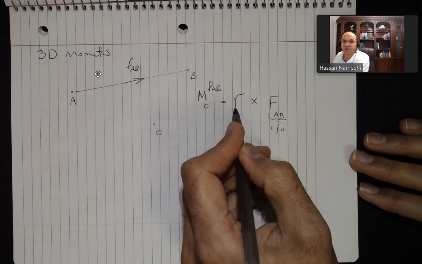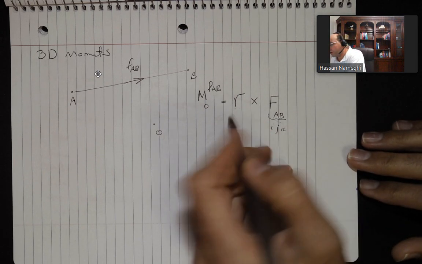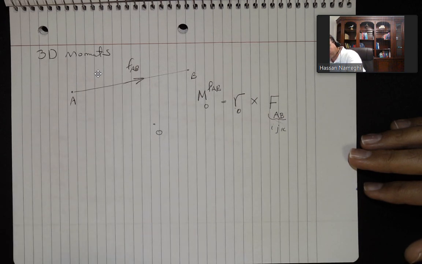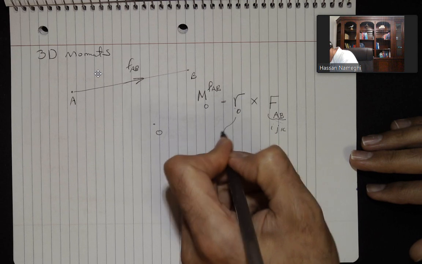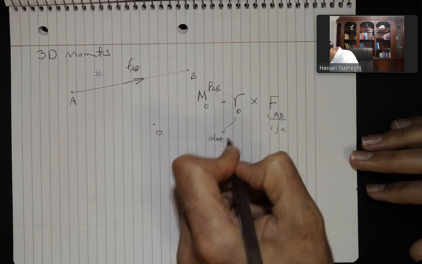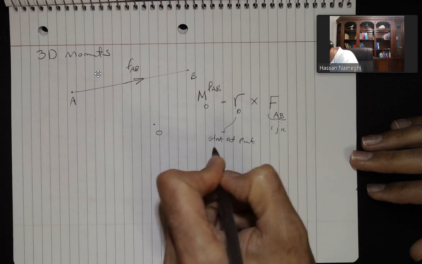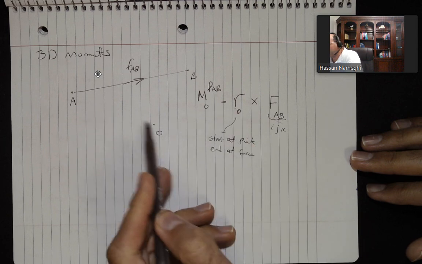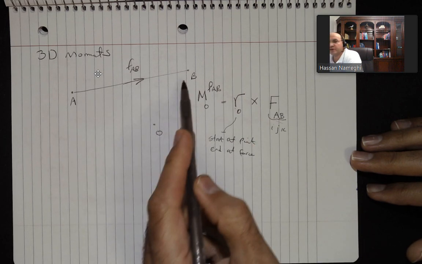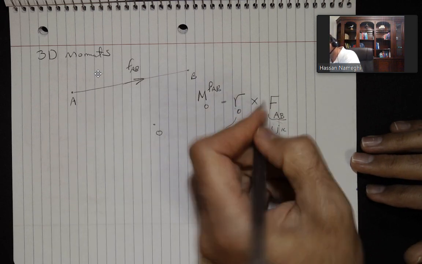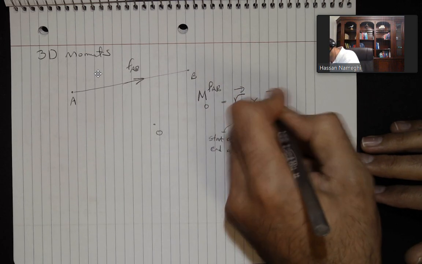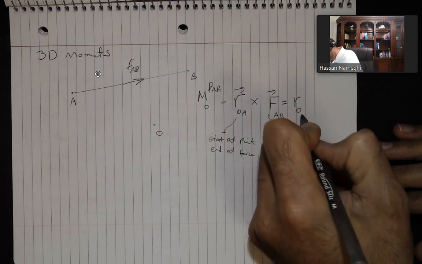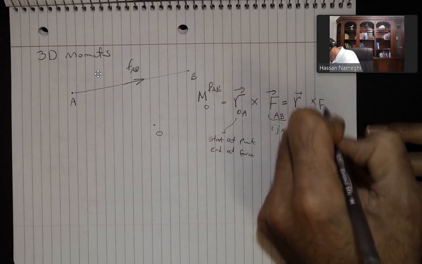R is the position vector. The position vector always starts at a point, in this case point O, and goes to the force. So R starts at O and ends at either A or B. It doesn't matter; if you use either of them, you get the same answer. So I'm going to write ROA with the vector symbol up there, or it can start from O, go to B, cross with FAB.